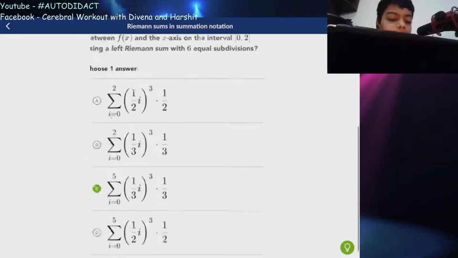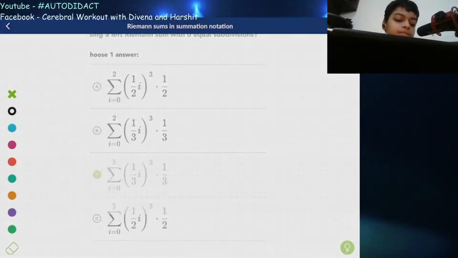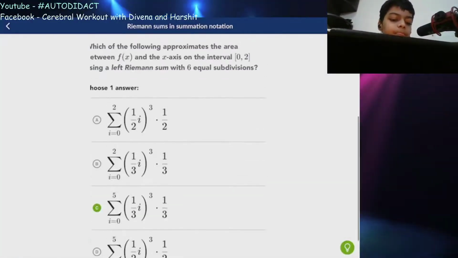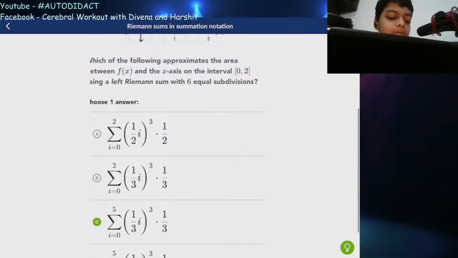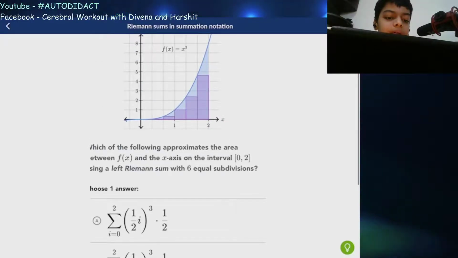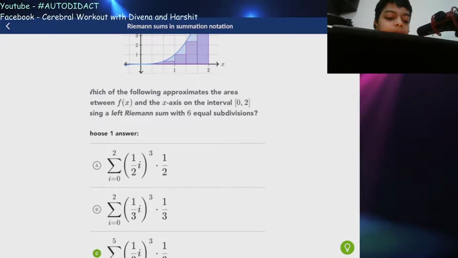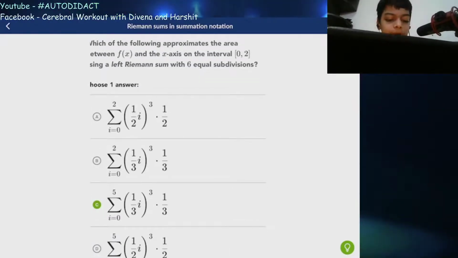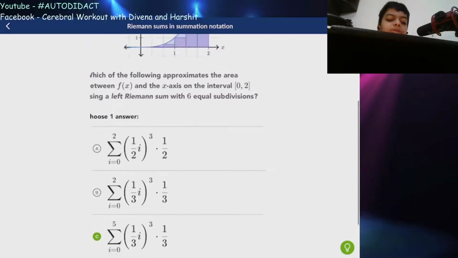Correct. Let's just see this part also. Let's see 1/3 to the third power. Let's say we are at the first, second, third, fourth rectangle. So this will be 4 times 1/3 to the third power, which is equal to 16 divided by 3 times this, so it will be correct.